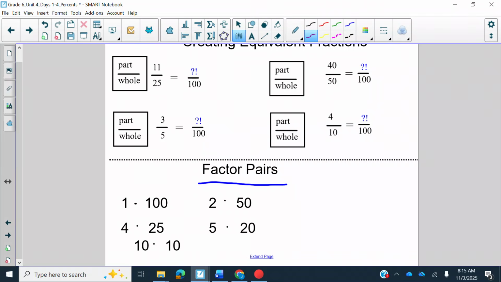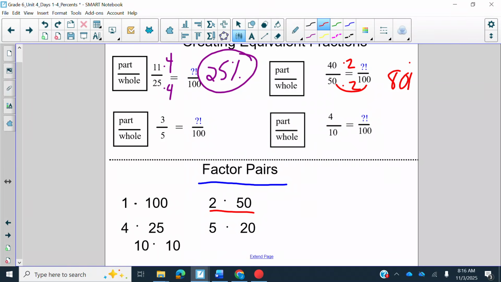Okay, so that first one, to go from 25 to 100, we're going to times by 4 because 25 times 4 is a factor pair that gives you 100. Using those factor pairs is going to make your life a lot easier. So that's going to be 25 out of 100, aka 25%. Over here, to go from 50 to 100, I find my factor pair, 2 times 50. So 50 times 2 is 100. 40 times 2 is 80, so 80 out of 100 is 80%.